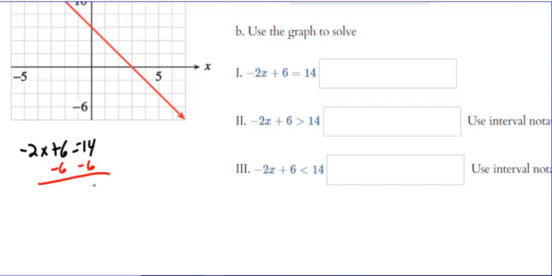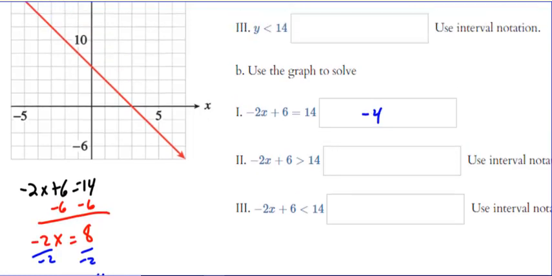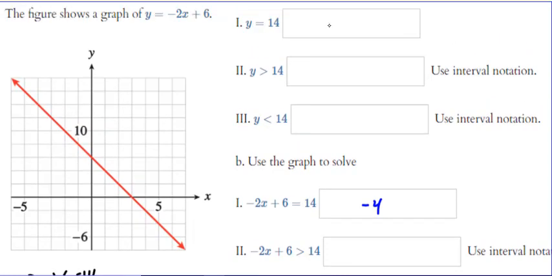So minus 6, so that's negative 2x equals 8. And then divide by negative 2, so x is negative 4, right? So negative 4 is the answer that goes there and up here. So we just said when y equals 14, finding x is really what you're doing. So if you do that, 10, 12, 14, boom, and you come down, you get negative 4.